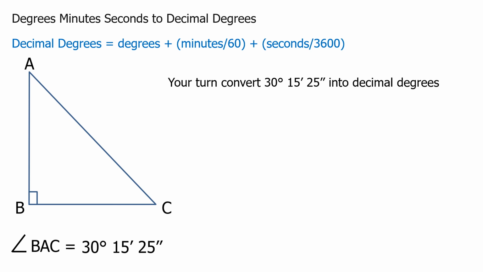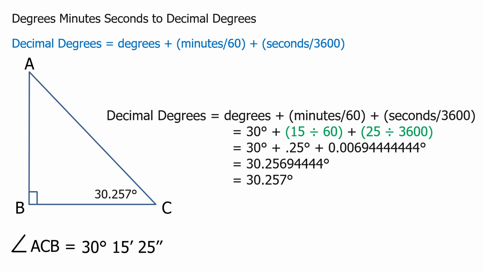Your turn. Pause the video now and convert 30 degrees, 15 minutes and 25 seconds into decimal degrees. Let's have a look at this one. 30 degrees stays the same. Minutes, 15 minutes divided by 60 equals 0.25. And 25 seconds divided by 3,600 equals 0.0069444444. Add those up. That equals 30.25694. We round it off. It equals 30.257 degrees.